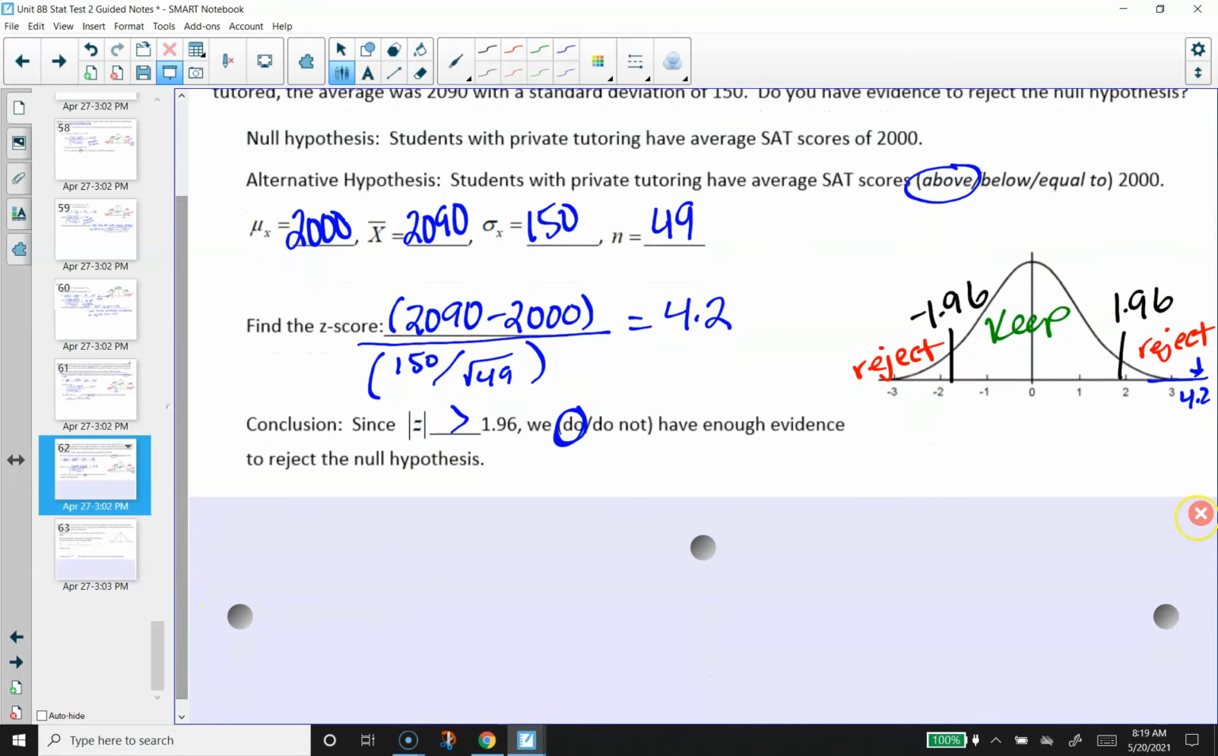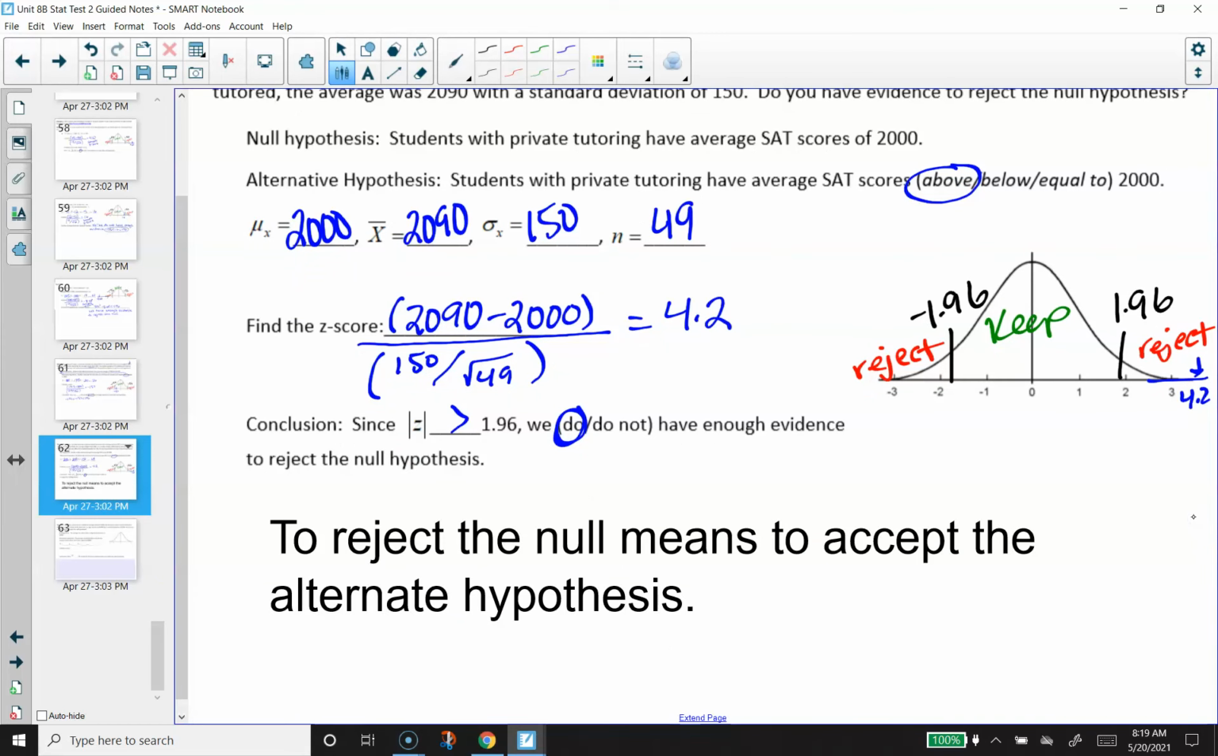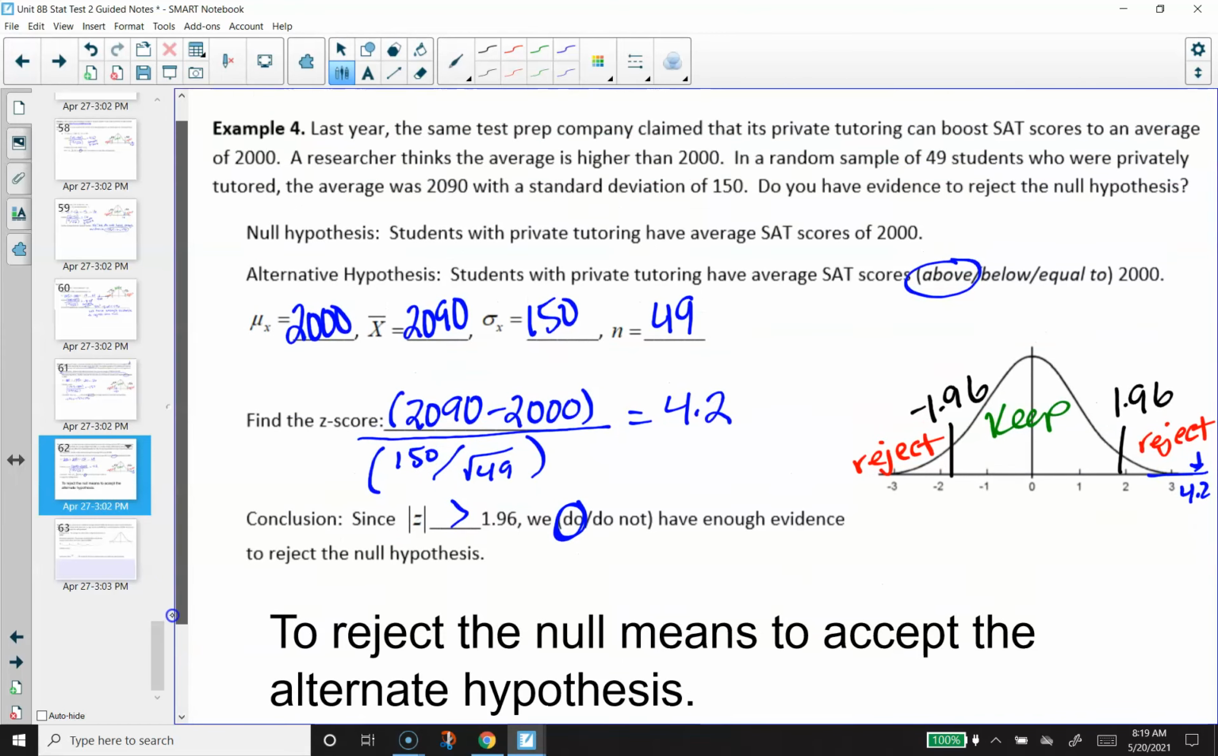So what does it mean to reject the null? To reject the null means we get to accept the alternate hypothesis, especially since my z-score was so high up. That means we can accept the alternate hypothesis, which means that students with private tutoring are actually going to get above the SAT score of 2000. All right, so to reject the null means we get to accept what someone else is claiming.